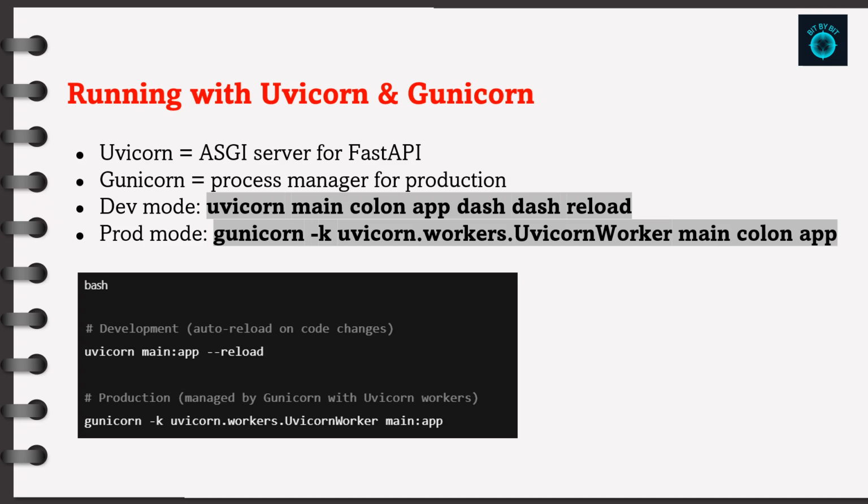However, in production, we need more reliability and performance. That's where Gunicorn comes in. Gunicorn is a process manager. It can start multiple worker processes, handle crashes, and restart them automatically.